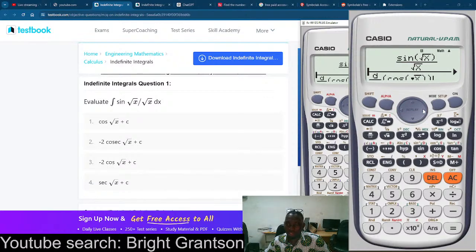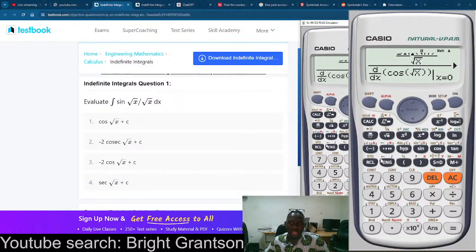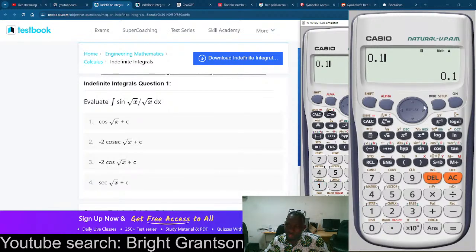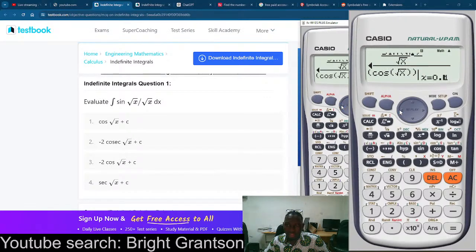Now you see, you have to bring another bracket because the big bracket is for the differential. So now, if I put 0.1 as the differential value and also come to CALC and put 0.1, this 0.1 is substituting into the numerator. Now the answer is -2. I have to try all the multiple choice options until I get an answer of 1. The first one is wrong because it's not giving me 1.